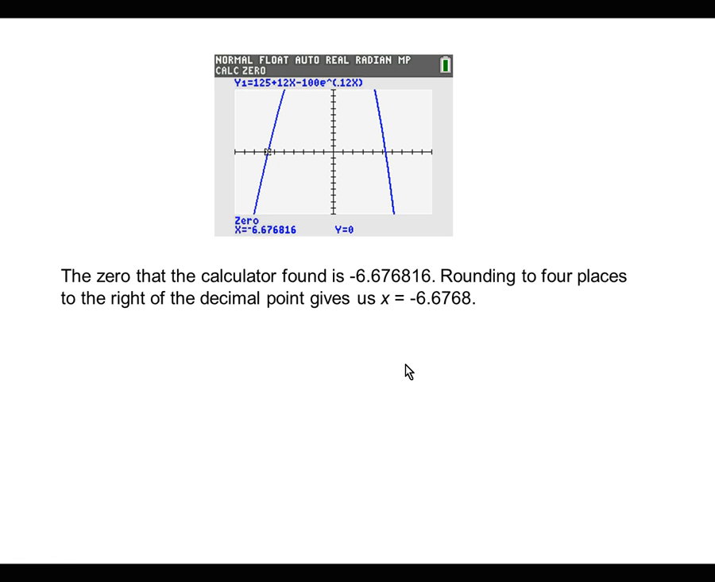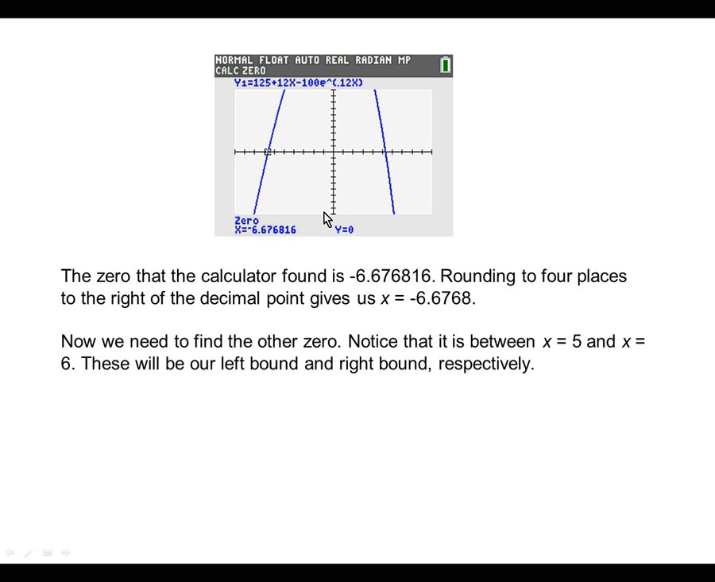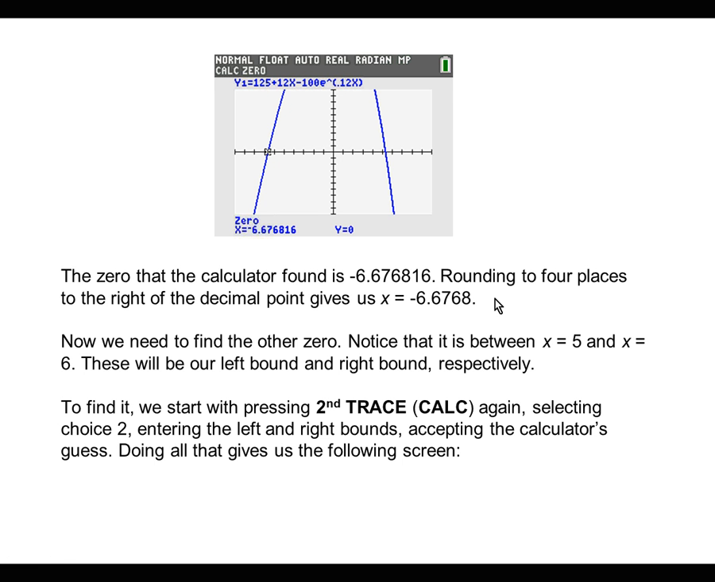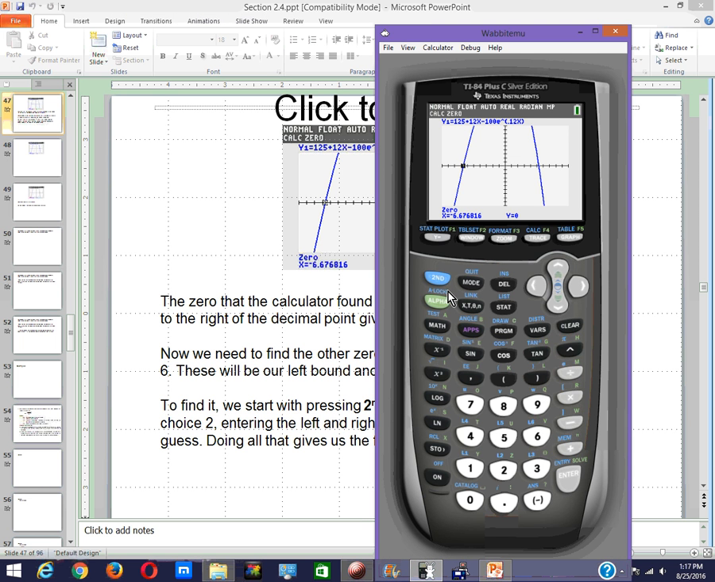Now let's say we wanted to get the other one. So it's somewhere between, I'm saying 5 and 6, is that right? 1, 2, 3, 4, 5, yeah, somewhere between 5 and 6. So those will be our left and right bounds. The left bound will be 5, the right bound will be 6. So you have to start all over again. So quit this, then do second calc, choice 2. Left bound we said would be 5. Remember, we've already found that one. Right bound is going to be 6. And it's guessing at 6, so why not? So that one's about 5.2726 to 4 places.